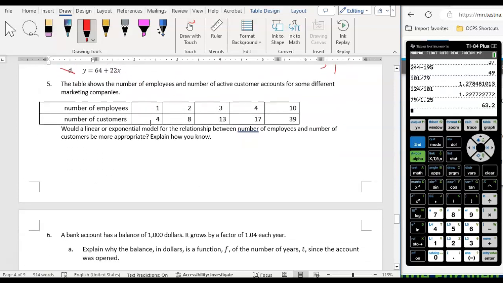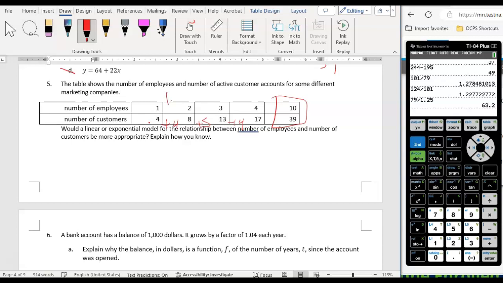Number 5, the table shows the number of employees and number of active customer accounts for some different marketing companies. Would a linear or exponential model for the relationship between the number of employees and the number of customers be more appropriate? Well, let's see. Here we're doing +4, +5, +4. Now here we're skipping to the number of employees being 10. So we do need to be a little bit careful with that.